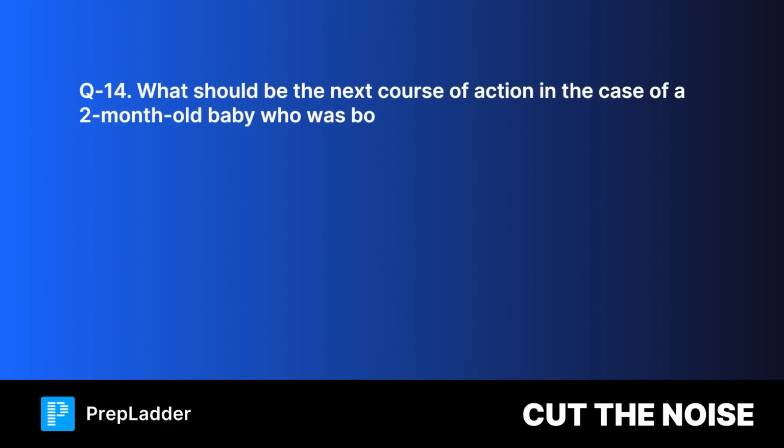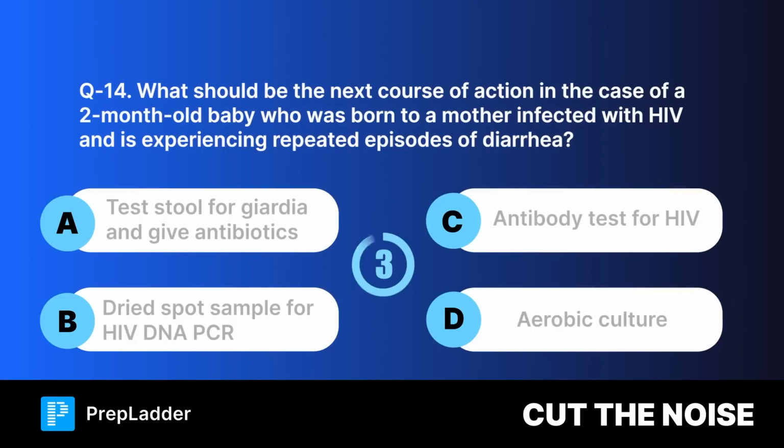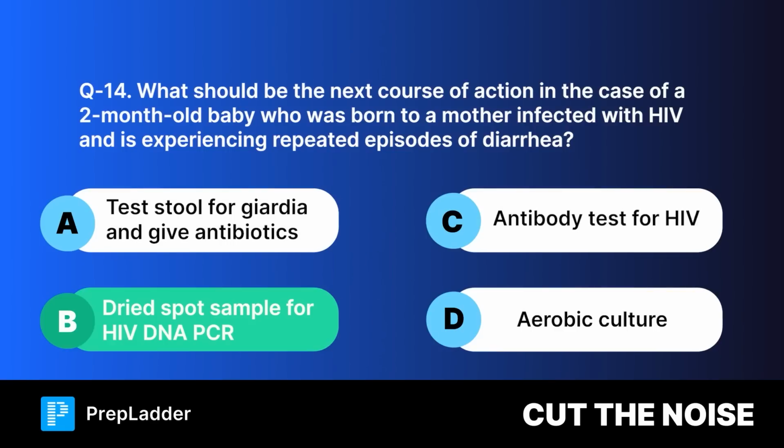Question 14. What should be the next course of action in the case of a 2-month-old baby who was born to a mother infected with HIV and is experiencing repeated episodes of diarrhea? Your options are, and the correct answer is dried spot sample for HIV DNA PCR.